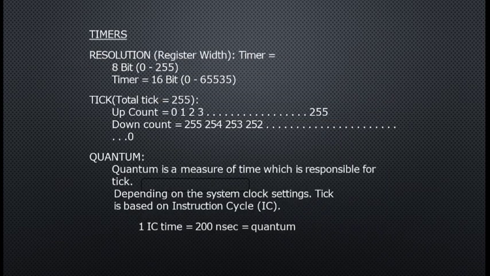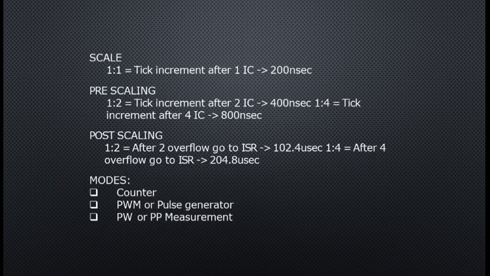Timers. Resolution: 8-bit timer, equal to 16-bit. Total ticks equal to 255. Up count, down count. Quantum is a measure of time which is responsible for the tick. Depending on the system clock, the tick is based on the instruction cycle. Scale: tick increments after one IC, 200 nanoseconds.